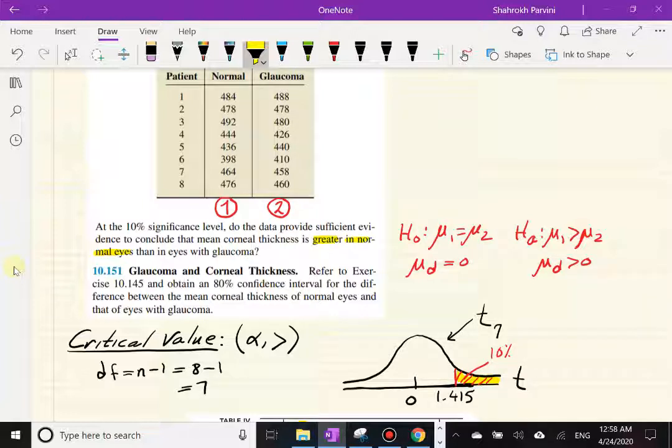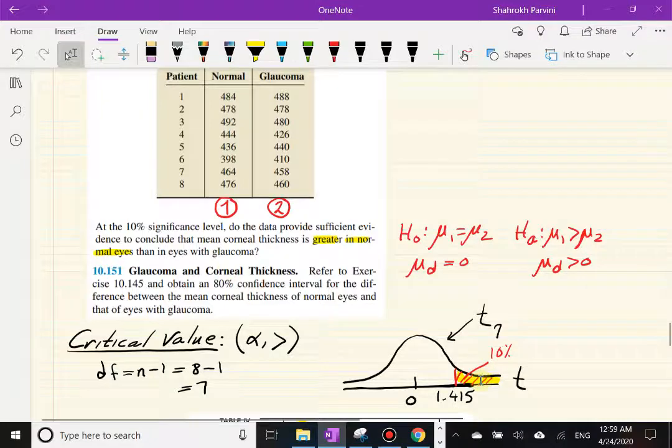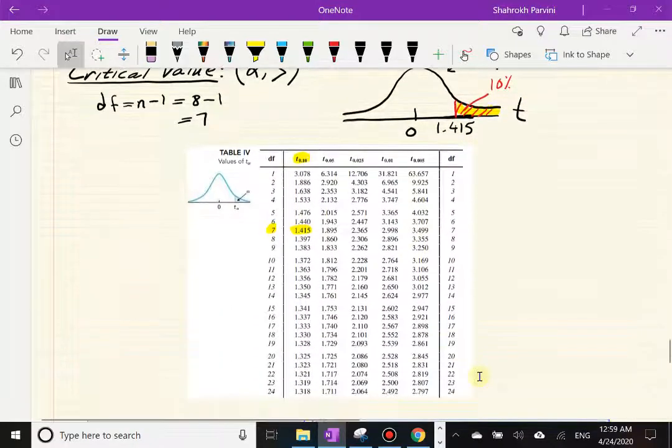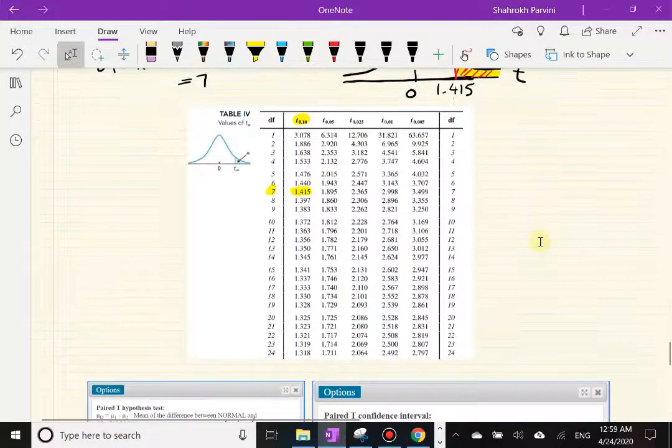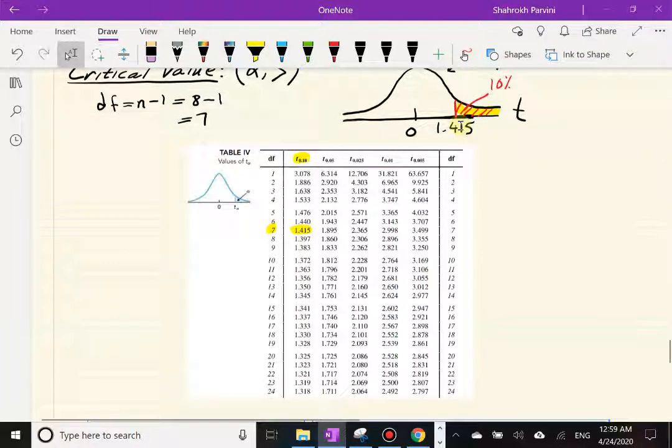And based on alpha, the size of our test was 10% right up here. See, 10% significance level. So I went to a t-table right down here, and you can see I went to 10%, and this t has n minus 1. That's 8 minus 1, 7 degrees of freedom, and this is my t-score, 1.415. There it is. And so any test statistic equal to that or higher than that, we're going to reject the null.